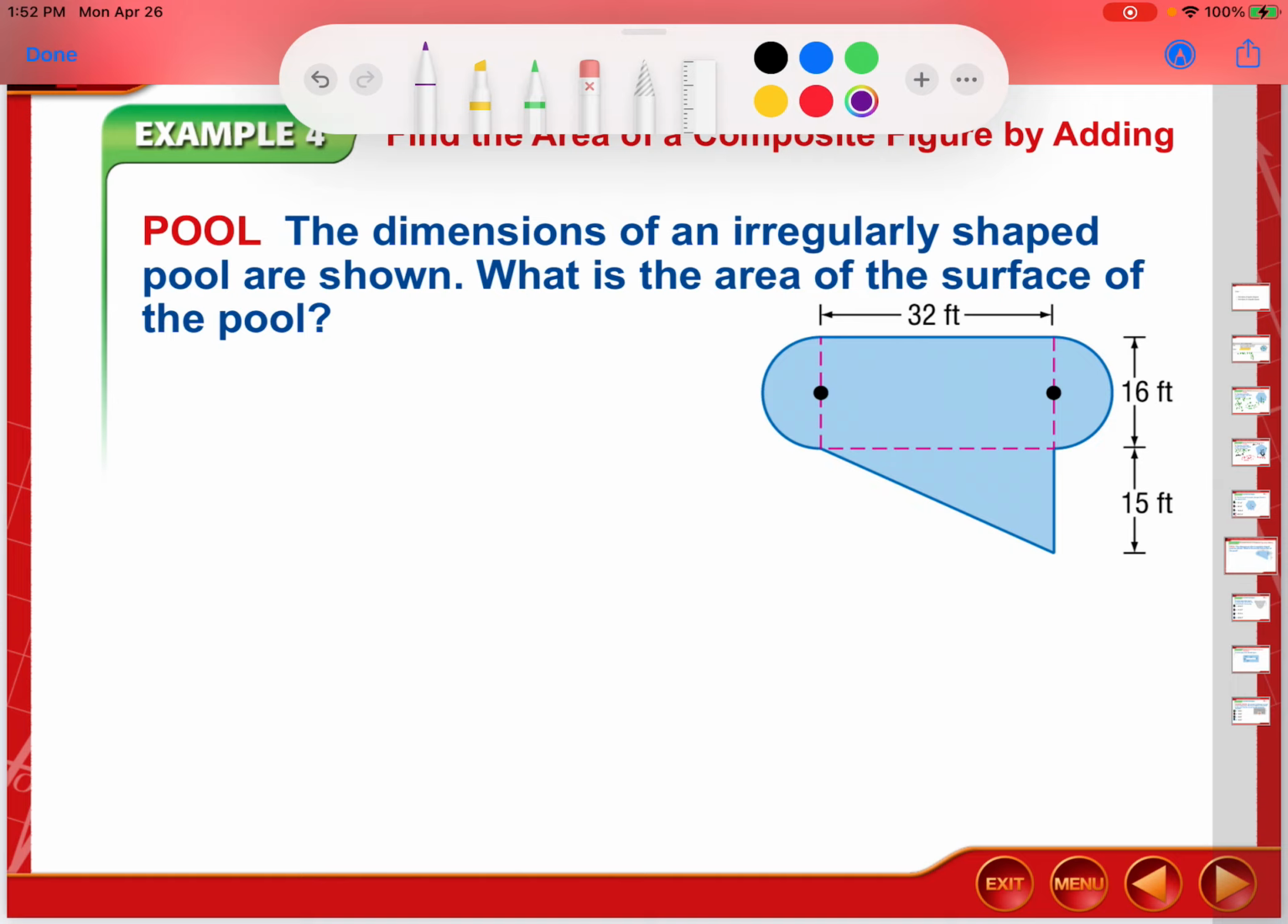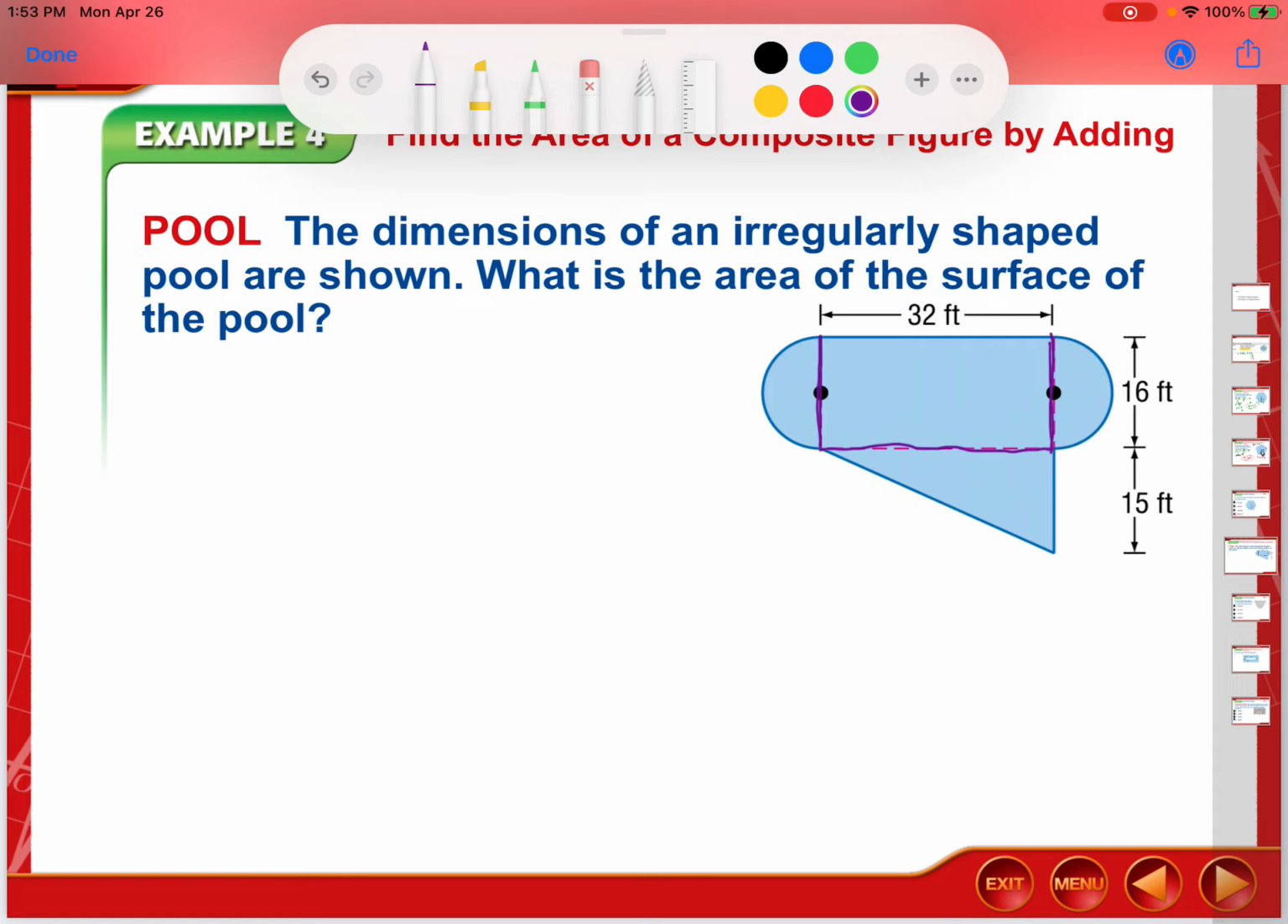You are going to need to be able to divide a big figure like this one, which they say is a pool. I've never seen a pool like that. But you're going to have to divide something like this up into individual shapes. And now they've already done it for us here. They've divided this up into a rectangle, a right triangle, and two semicircles, which is perfect. That's exactly what we would want you to do if you were doing this on your own. Fortunately, they've already done the hard work for us on this problem. Now all we have to do is find the area of each individual shape.